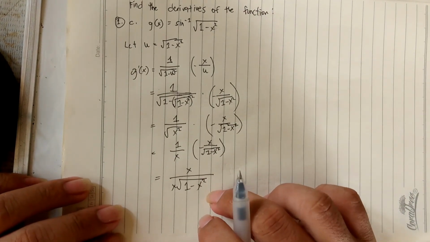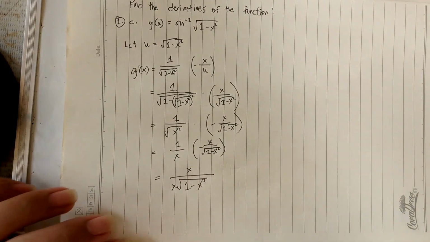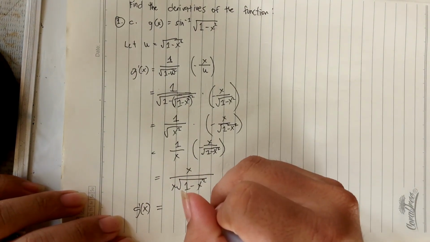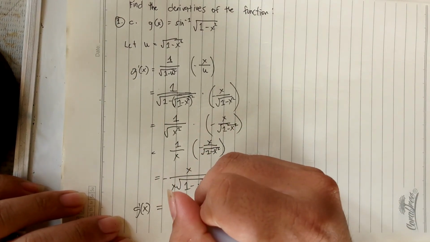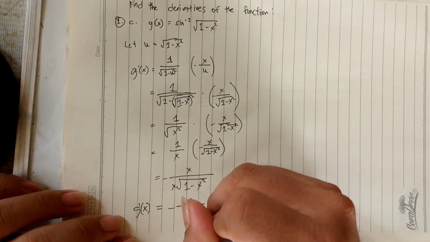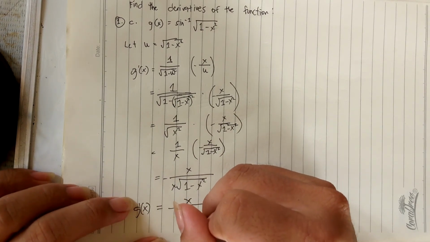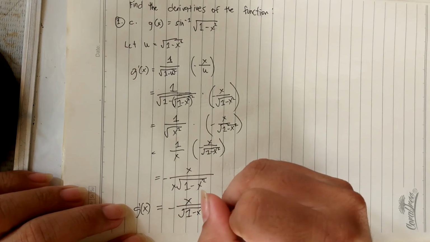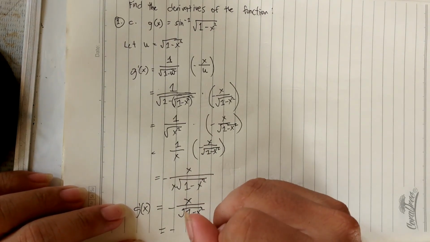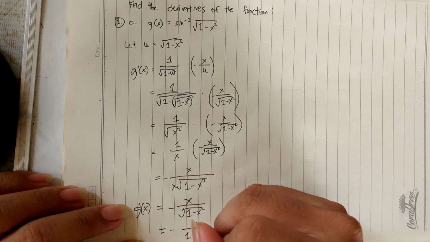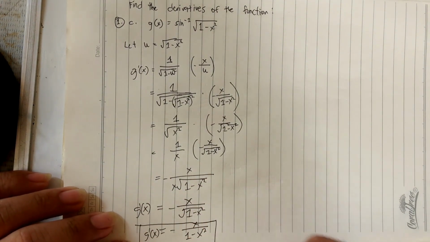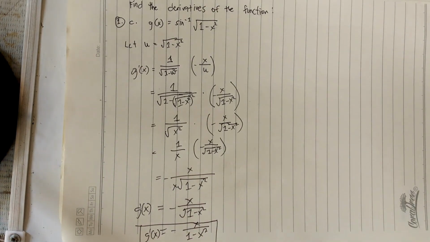What is left? Then we simplify again. So our final answer is negative x over, so we can cancel the x. So the value is, we can now make it negative x over 1 minus x squared. So this will be our final answer.